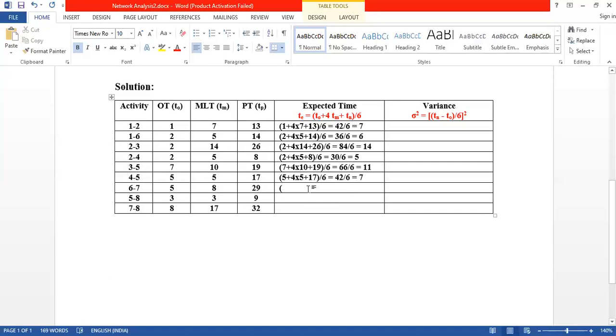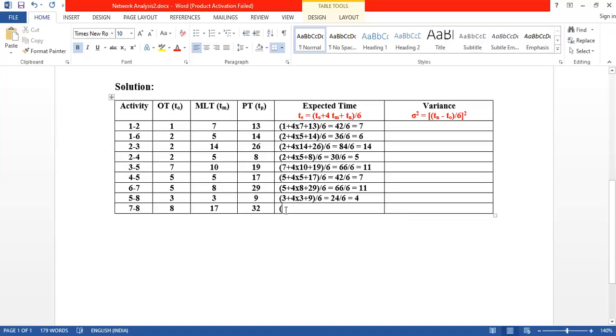Next, To is 5, plus 4 into Tm is 8, plus 29, divided by 6, right? So 4 into 8 is 32, plus 5 is 37, 37 plus 29 is 66, divided by 6, so it is 11. Next, To is 3, plus 4 into Tm is 3, plus Tp is 9, divided by 6. So 4 into 3 is 12, 12 plus 3 is 15, 15 plus 9 is 24. It is 24 by 6 equals 4.